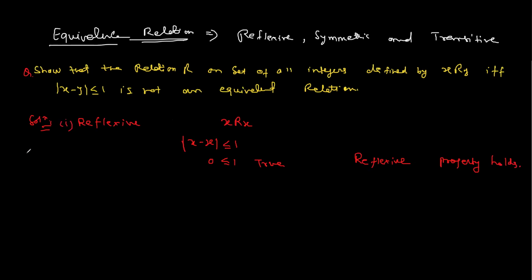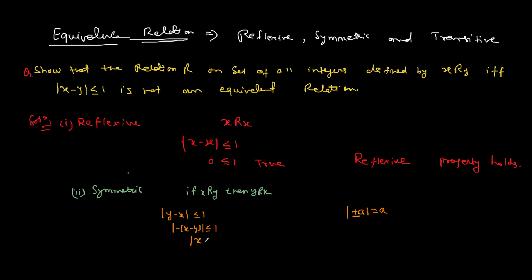Okay. Now we will see what? Symmetric, right? See, symmetric property. What is symmetric? If X is related with Y, then Y is related with X. Okay. So replace Y by X. And you know this is what? Take minus common. And you know plus minus is always positive, right? This is also true, right? Symmetric property holds.